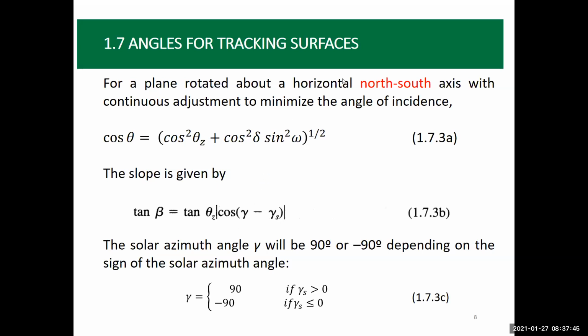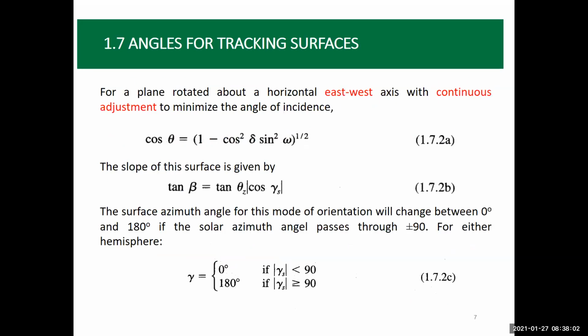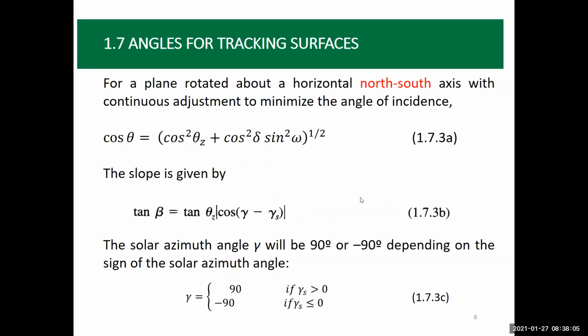So again, we are talking about an axis in the north-south direction with continuous adjustment. If you go back to the book, you'll find that it gives you what if we have a north-south axis with a single adjustment, and it will give you another set of equations. You probably noticed here that we are moving in sequence, and each one of them has a set of equations A, B, C. A is the angle of incidence, B is the tilt angle, and C is the gamma, which is the azimuth angle.